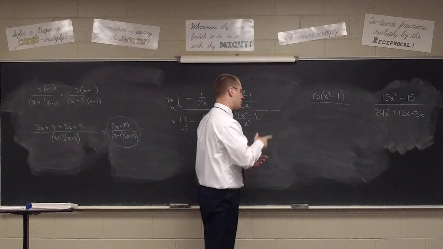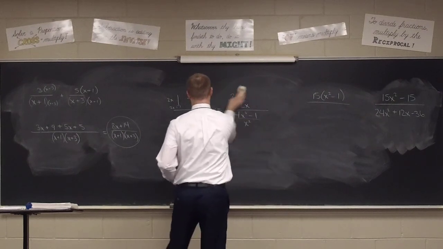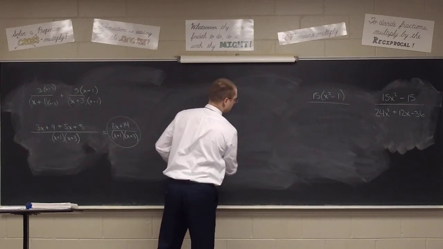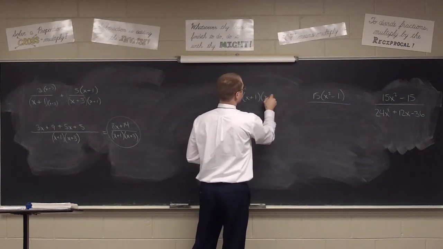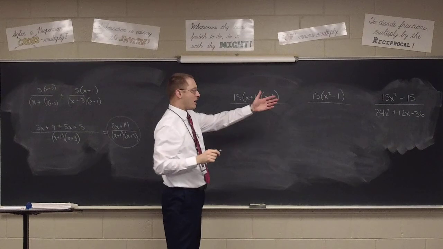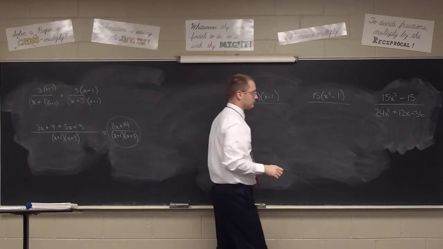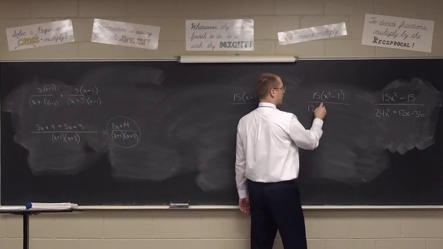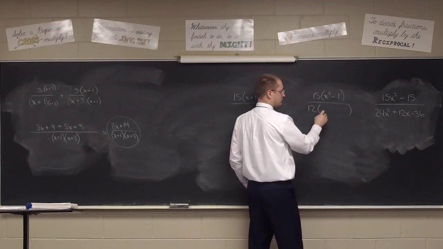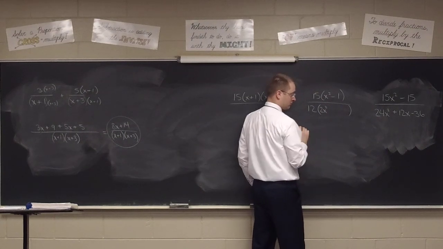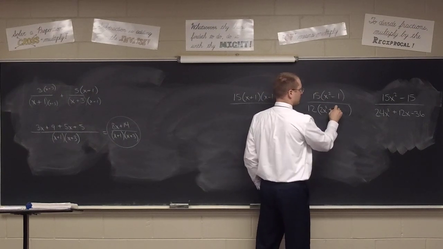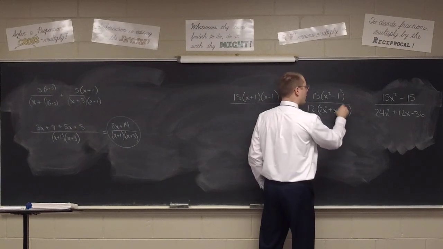But I'm not done. I can still factor some more in the numerator, Maddie. All right, what about in the denominator? How would I factor that, Noah? 12. Pull out a 12. And that gives you 2x squared plus x negative 3.